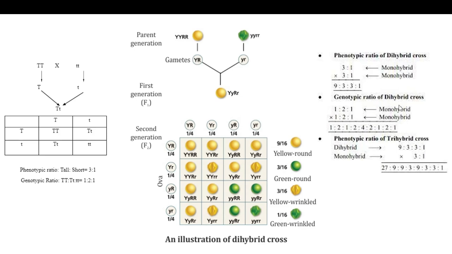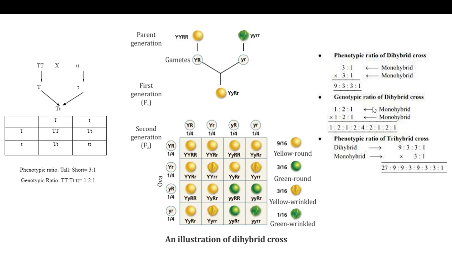Again, if you see the dihybrid cross, if you write the monohybrid cross two times and multiply, then 1 into 1 is 1, 1 into 2 is 2, 1 into 1 is 1. Then 2 into 1 is 2, 2 into 2 is 4, and 2 into 1 is 2. Again 1 into 1 is 1, 1 into 2 is 2, and 1 into 1 is 1. So this is how you actually calculate the dihybrid cross.